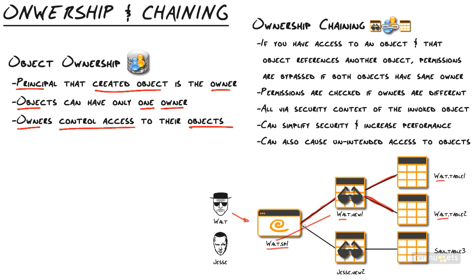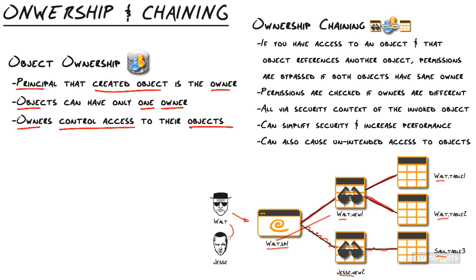bypassed. Now, on the other side of this, while this stored procedure is all cool up top, it goes down to the bottom and says, hey, wait a minute, owners are different, so it's going to check permissions. And as long as Walt has permission to Jesse's view, he's going to be good to go. And then the same thing with Saul's table back here. As long as he has permission, this whole thing will fly. But the whole thing here is that the ownership chain is broken down here, so permissions will be checked.